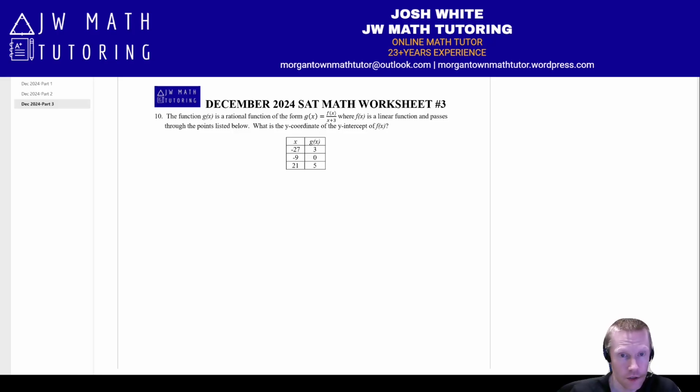So you have 3 points given for this rational function, which is basically made up of a linear function on top over x plus 3, another linear function on the bottom. They want to know what the y-coordinate of the linear function, the f of x that's in the numerator, is. So there's two ways you could do this. You could do this by hand, of course, or you could do this just straight in Desmos. I'm going to go to Desmos first and just show you that, and then we'll just do it by hand just to confirm.